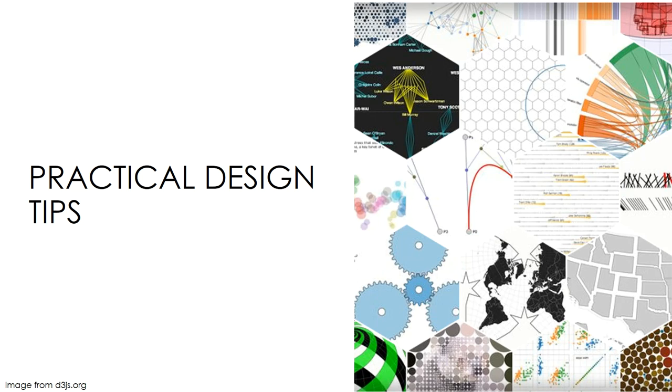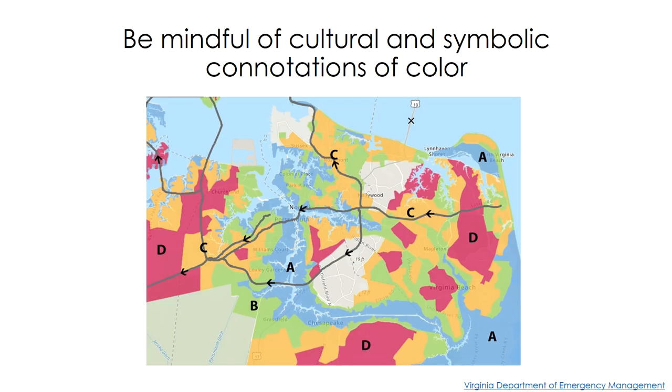When it comes to applying these principles to your own visualizations, here are some quick, practical tips. Be mindful of cultural and symbolic connotations of color. This is a map of the Hampton Roads area and part of northeastern North Carolina, and the map is from September 6th, 2019, which is, I suppose, right before maybe Hurricane Dorian or some other large storm. The colors divide the map into evacuation zones to try and help residents understand what to do.